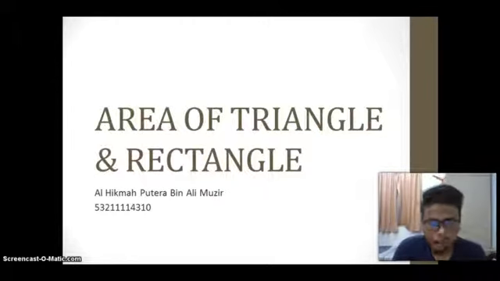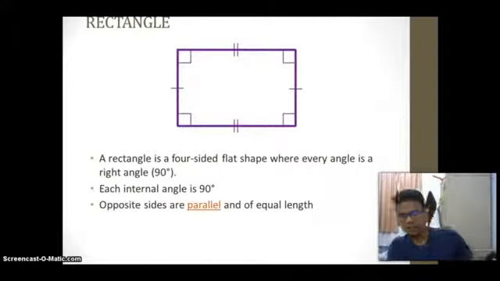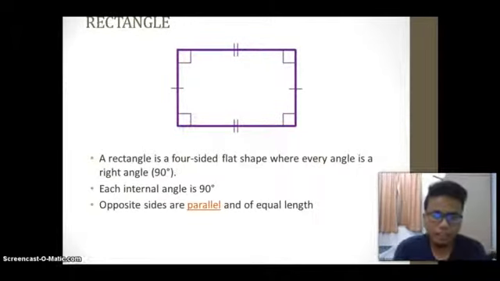Okay, now I will give just a simple explanation about the area of a triangle and a rectangle. First of all, what is a rectangle? A rectangle is a 4-sided flat shape where each of the internal angles is 90 degrees.